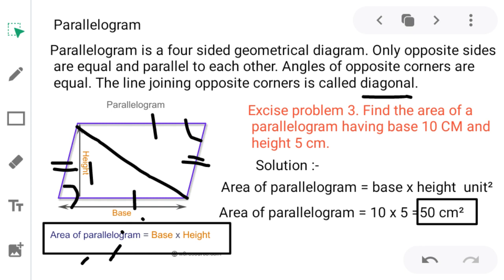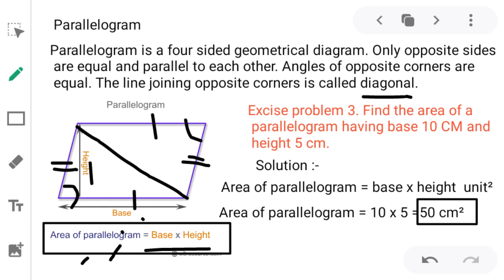Area of parallelogram is equal to base into height. Base will be given in the formula and height will be given in the formula. By substituting the values that are available in the questions, we can get the area of parallelogram.